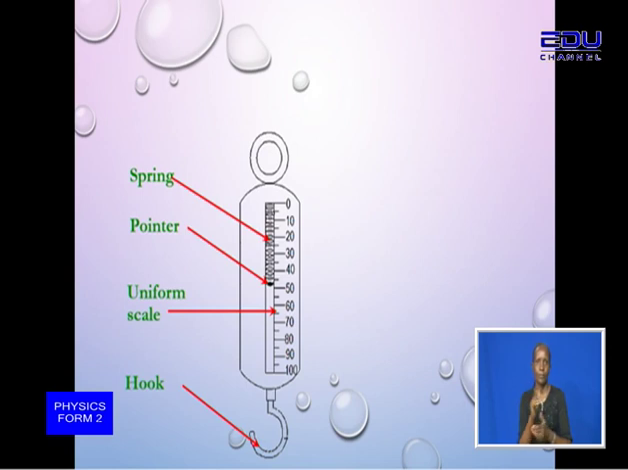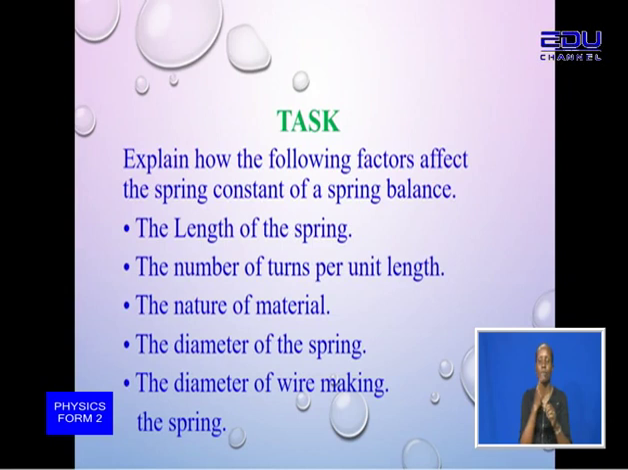So we are nearing the end of our lesson. So let's talk about the task that I have for you today. The task at hand is: explain how the following factors affect the spring constant of a spring balance. And then, of course, we have the factors: the length of the spring, the number of turns per unit length, the nature of the material, the diameter of the spring, and lastly, the diameter of the wire making the spring.